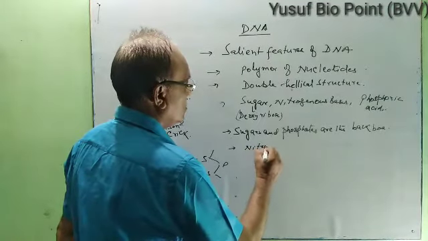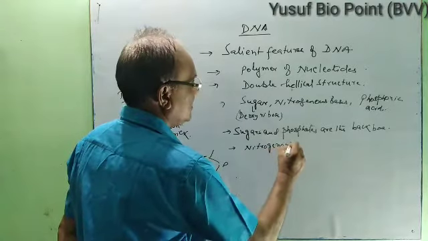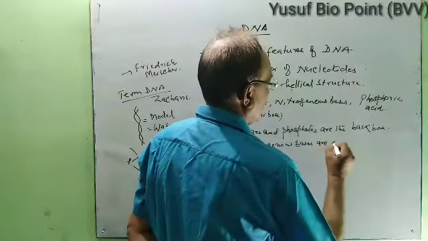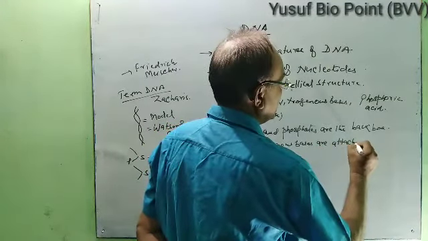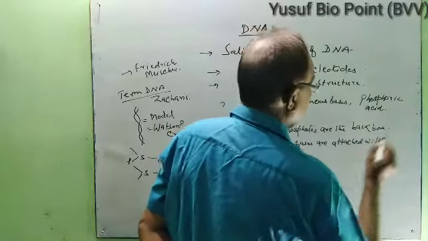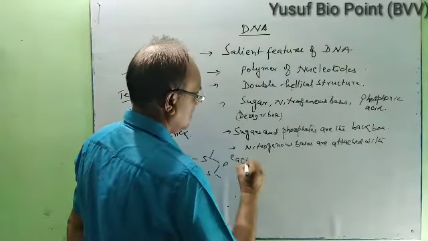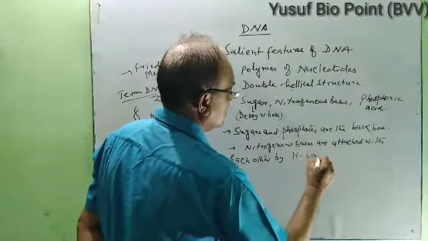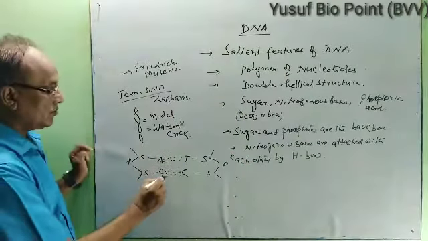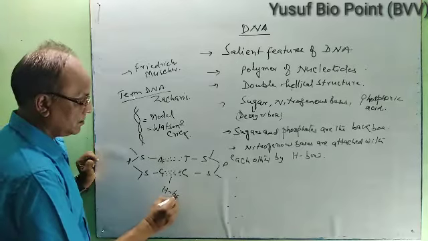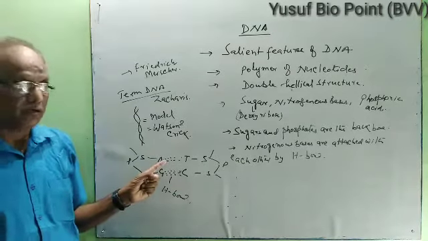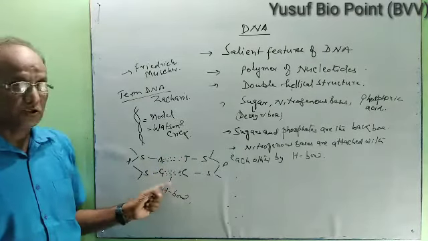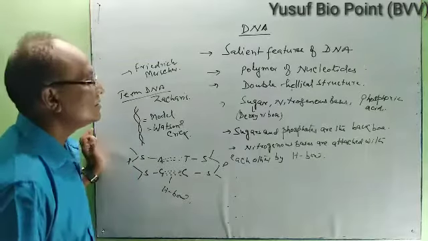Nitrogenous bases are attached with each other by hydrogen bond. They are the hydrogen bond. We see that there are 2 hydrogen bonds between A and T and 3 hydrogen bonds between G and C. Understand?